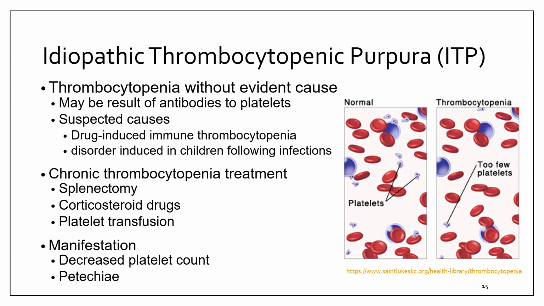Even though it's labeled idiopathic, we do have strong associations. So some common triggers include drug-induced immune thrombocytopenia. This arises from heparin. It's famous for this. Antibiotics and certain anticonvulsants. And then there's post-infectious ITP in children. This often follows viral infections, and it's usually acute and self-limited. Kids often recover completely. Adults, unfortunately, tend to develop chronic ITP.